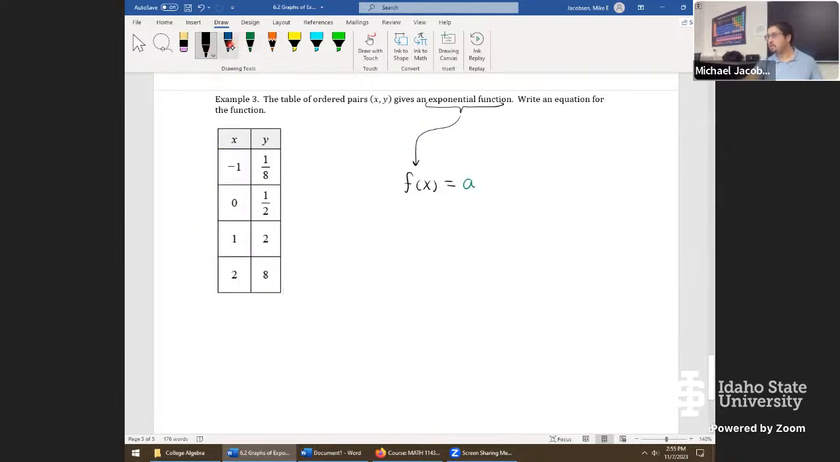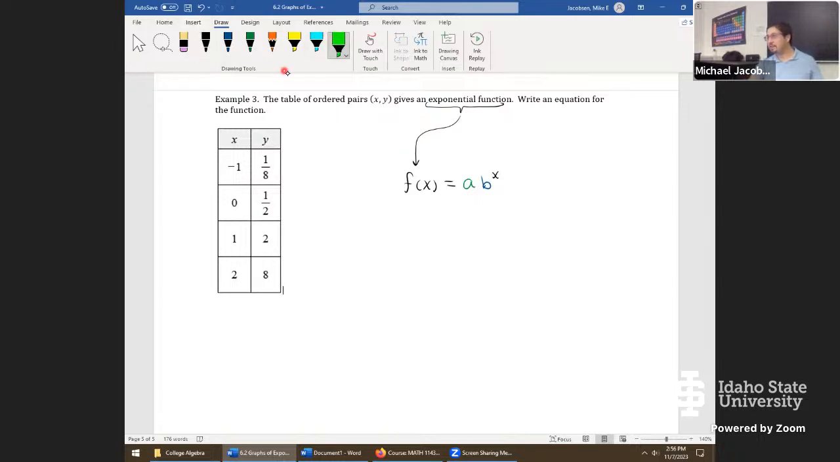a times b to the power of x. So that's how our exponential function is always determined. The value of a, we call it the initial value. And just by inspecting the table, we can find the value of a immediately. Anyone spotted what a should be equal to?